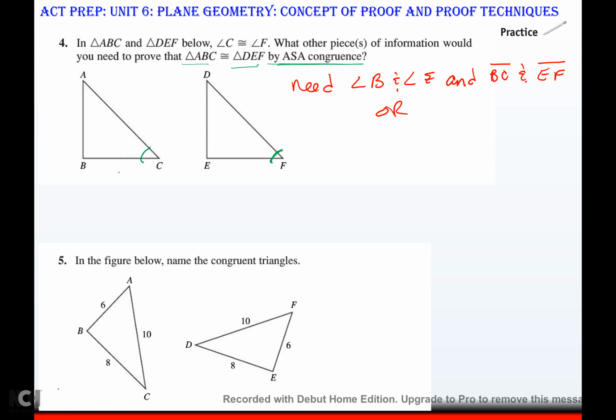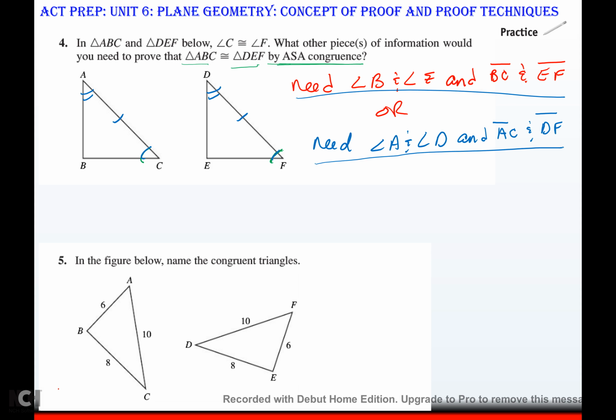I could do this angle, this side, and this angle. And in that case, I would need angle A and angle D, and I would also need side AC and side DF. Either way, if I knew this information or could get it, or this information or could get it, then I could use angle side angle congruence to prove those two triangles are congruent.